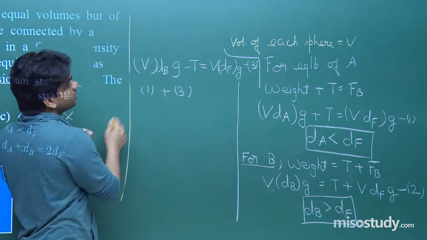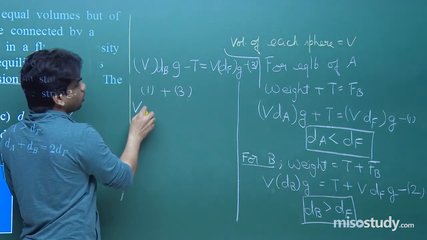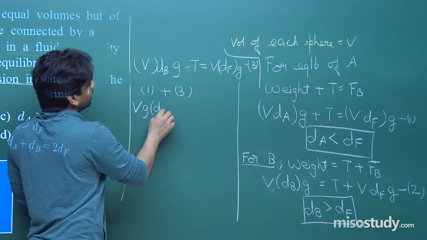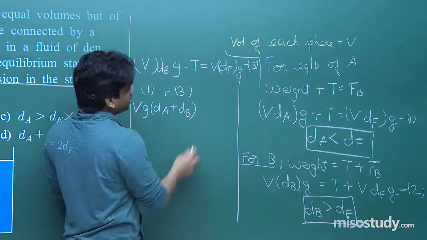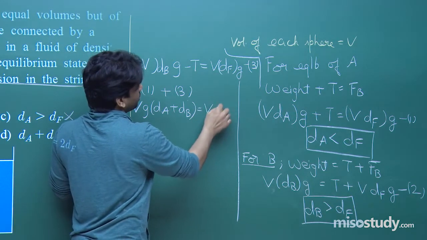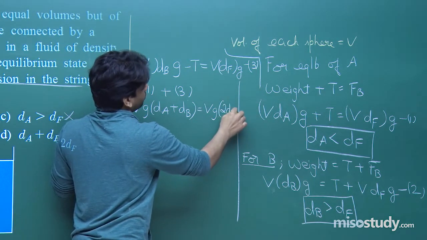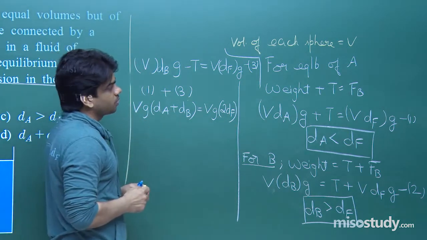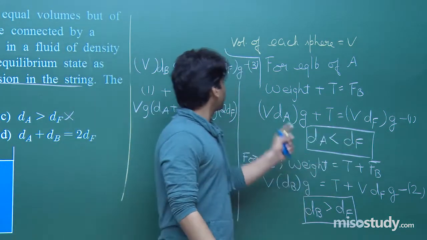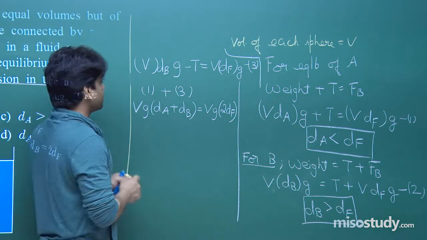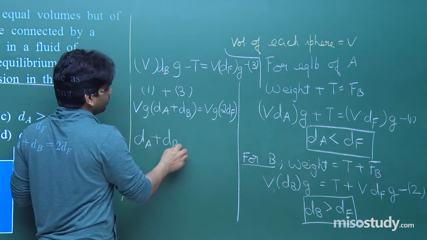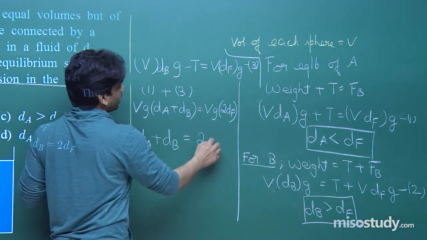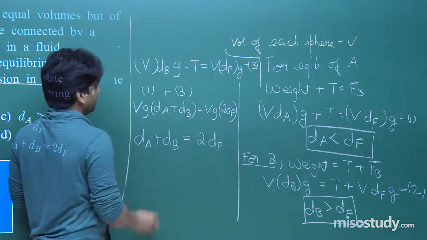Adding 1 and 3 will give us VdA G, or VG you can take common, and dA plus dB will give you VG as common and twice of dF, because here you have VdFG and here you're having VdFG. That's very simple. So dA plus dB will come out to be twice of dF.